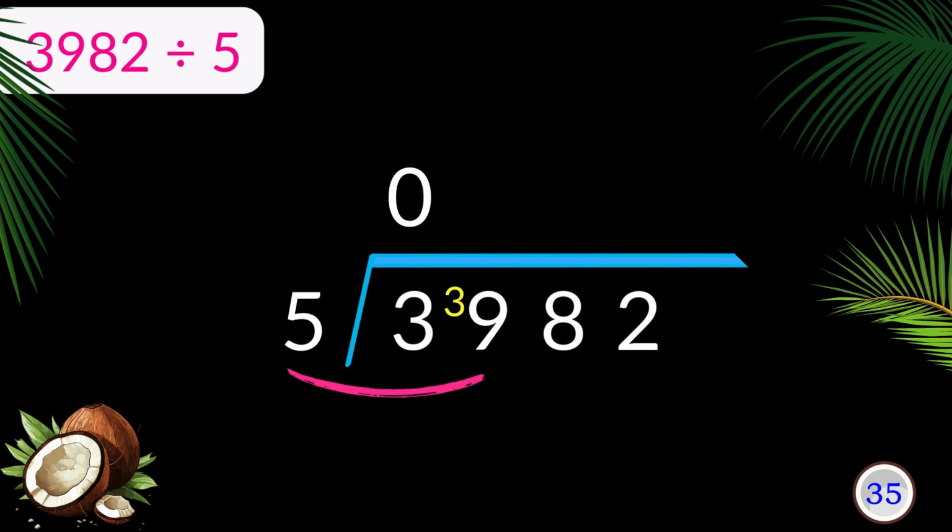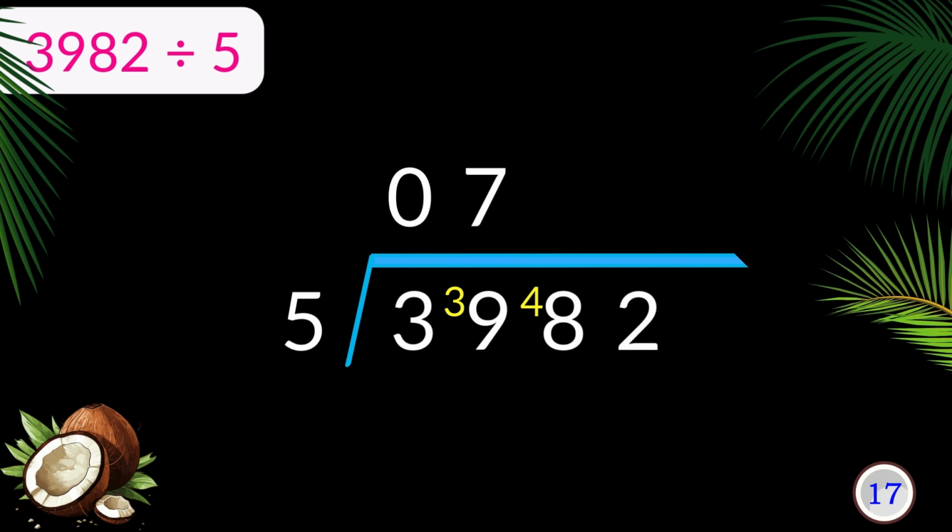How many times does 5 fit into 39? 7 times. Write 7 on the roof. 7 times 5 equals 35, so 39 minus 35 equals 4 left over. Let's carry that 4 to the next number, making 48.